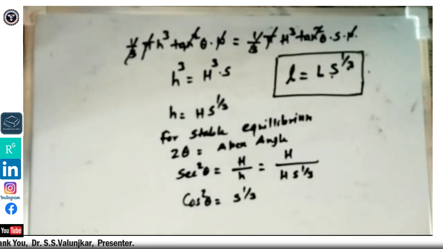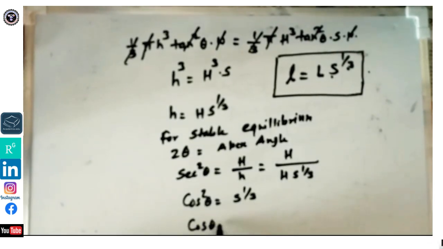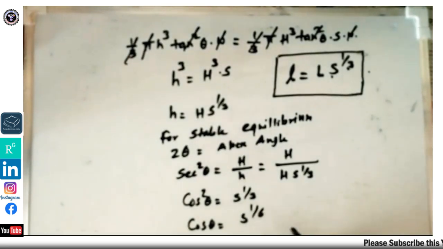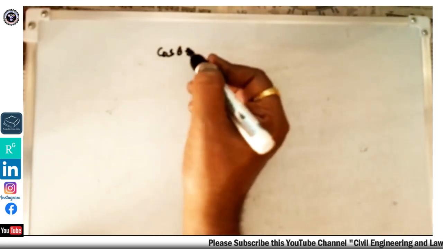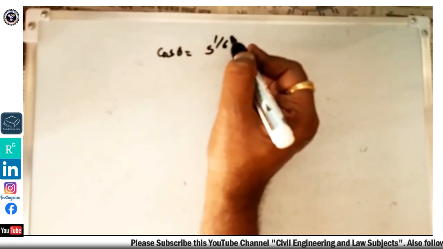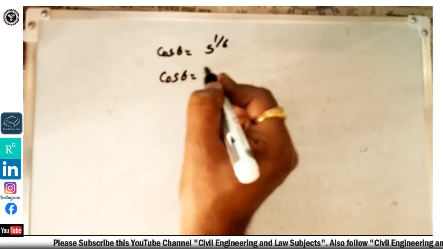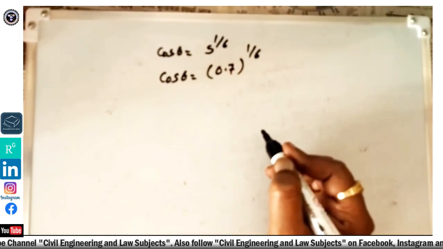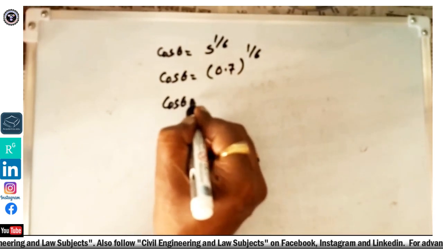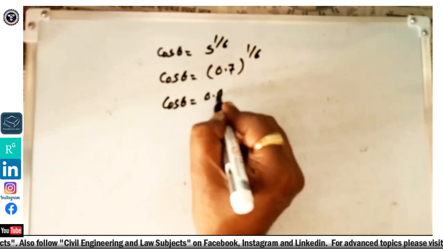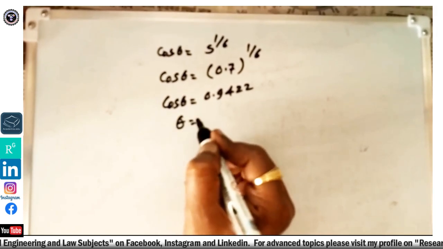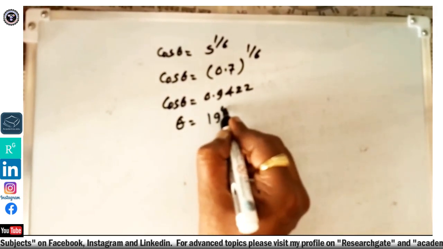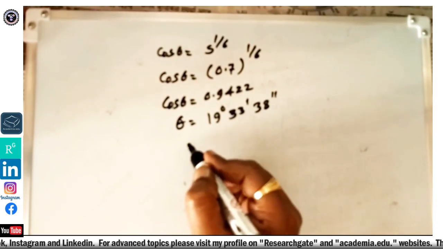Now the problem is very simple here. So cos theta is equal to S raised to 1 by 6. Already we have obtained this. What is the specific gravity of the cone material? It's 0.7. So cos theta is equal to 0.7 raised to 1 by 6, which is 0.9422. So theta is equal to 19 degrees 33 minutes and 38 seconds. So 2 theta is the apex angle.